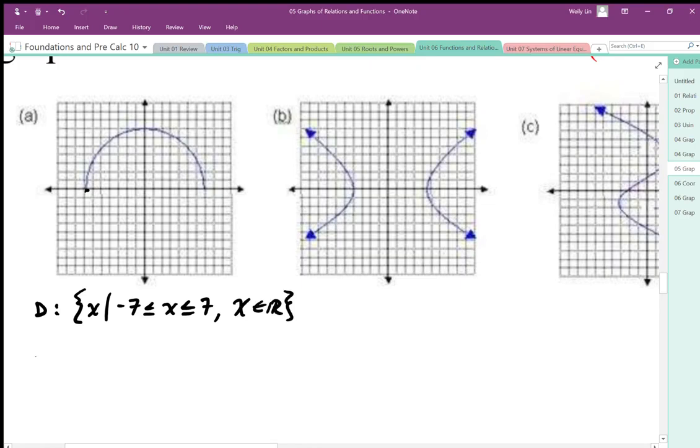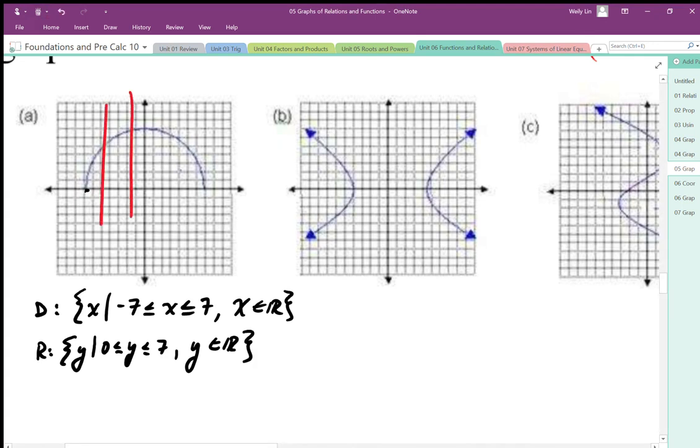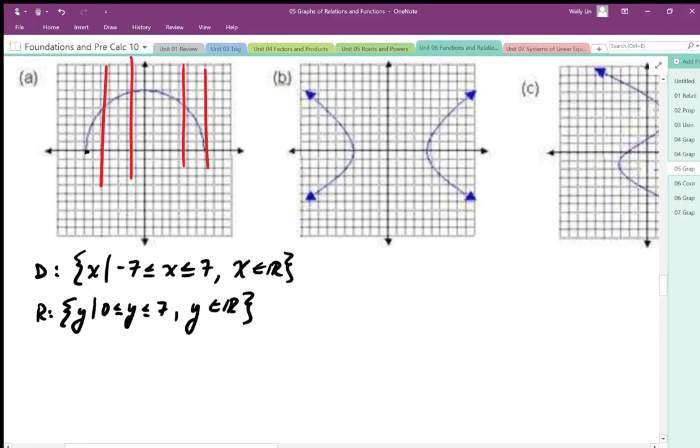And then the range, we'll do the same. Y is from 0 to 7. Okay, so 1, 2, 3, 4, 5, 6, 7. And then it's continuous, so we're going to say that Y is an element of real numbers as well. And based on our vertical line test, there is nowhere where it crosses that line twice. So based on a vertical line test, this is a function.